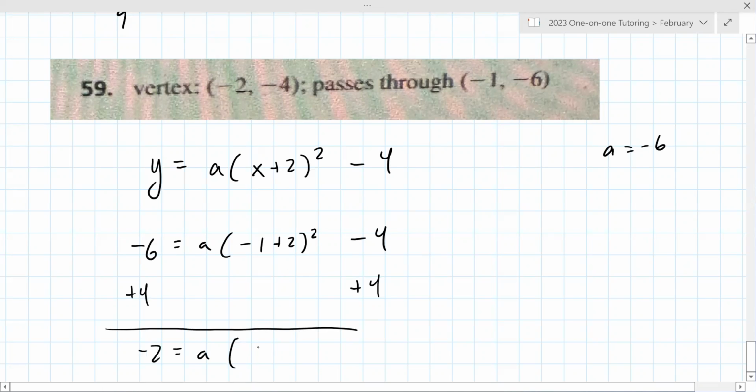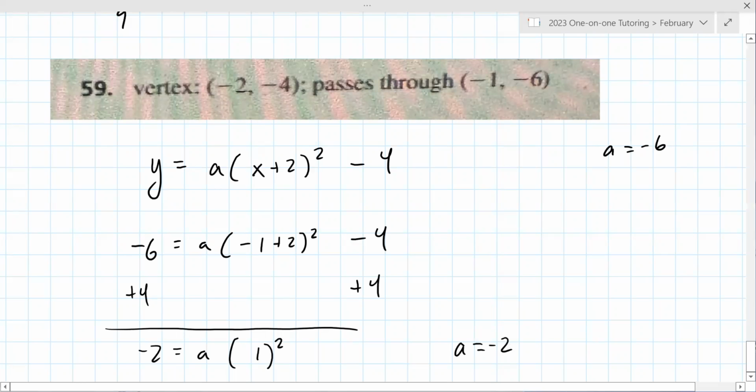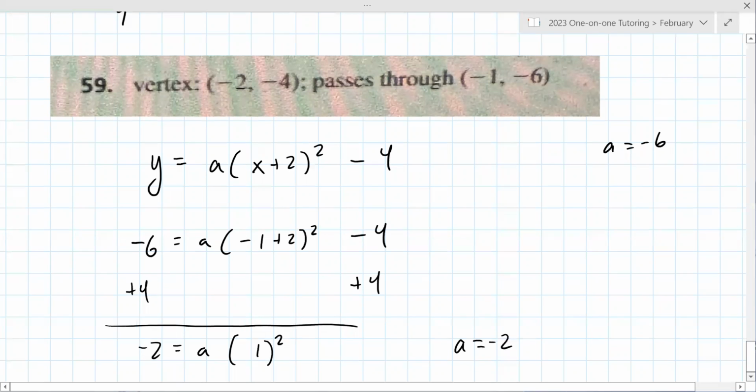Inside parentheses is 1 squared. So I've got a as, oh, negative 2. I did my math wrong. Okay. So then it should be negative 2. Yes, a is negative 2. Okay, so we'll just keep going here. Plenty of time in this lesson to do them all. So try number 60, see what you come up with.